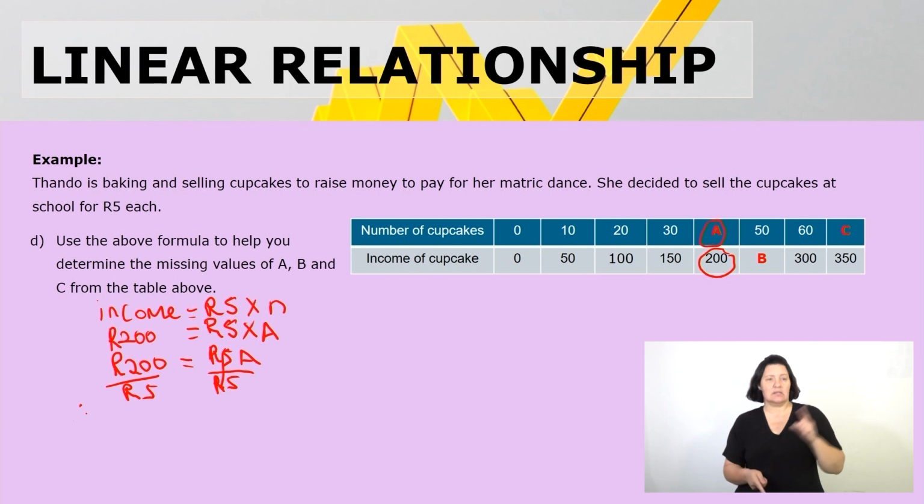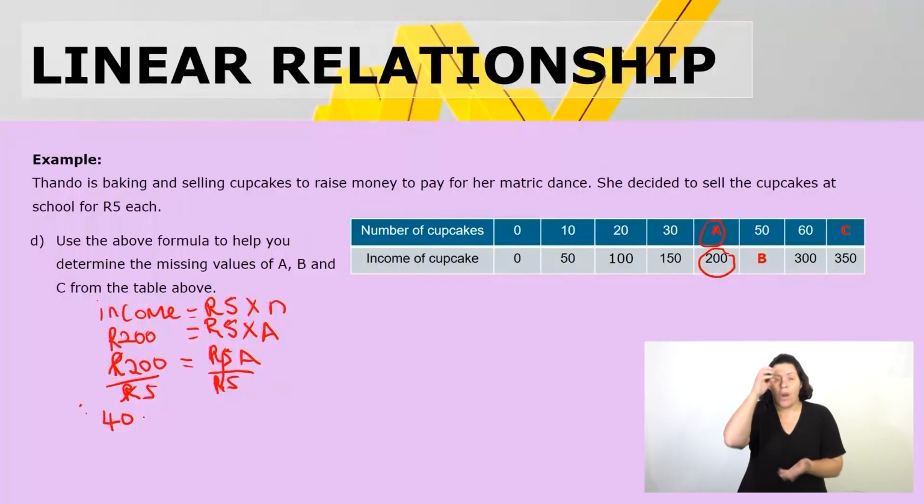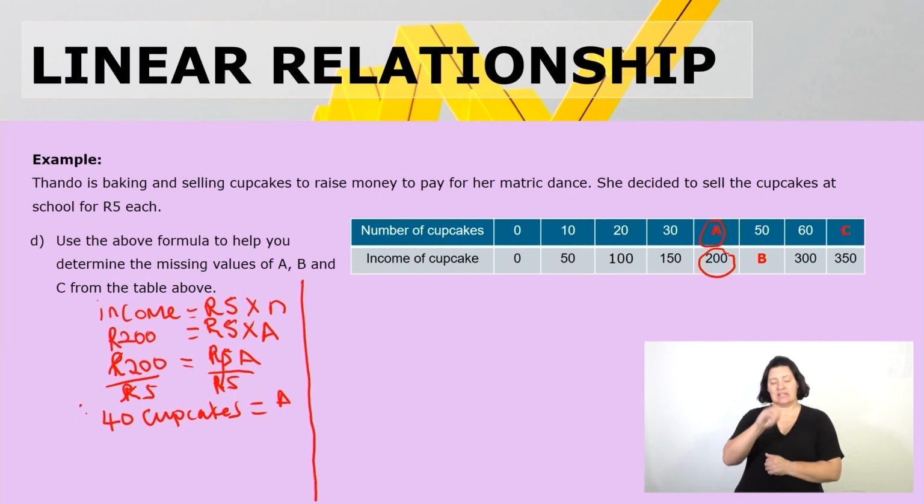200 rand divided by 5 gives us 40. How did we get this 40? The R's, which represent the rands, cancel one another because remember, we are looking for the number of cupcakes. So if she gets an income of 200 rand, she shall have sold 40 cupcakes, which is the value of A. I'm going to divide my space so that you can understand what is happening.